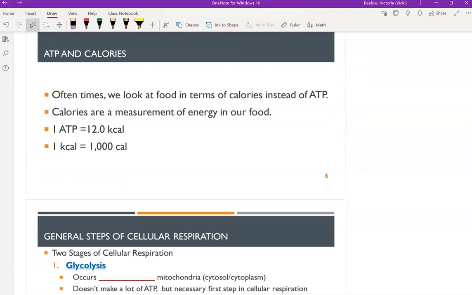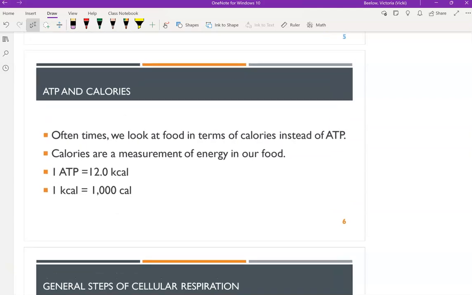Now, oftentimes when we look at ATP, we're going to look at it in terms of a type of energy, but we can also look at energy in terms of calories. Most of us are familiar with calories, right? We've seen that on the back of a food label. Calories are just another way to measure energy and how much energy is in our food, because we don't have ATP as a label on the back of a food label, although that would be kind of cool.